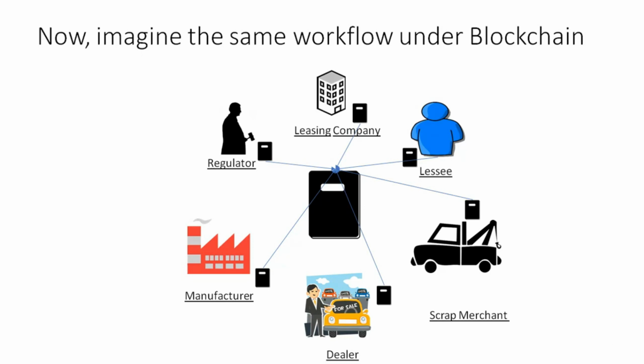So let's go through the same workflow. The regulator gives the allowance to the manufacturer, but it is now stored in a common database. This database is accessible to all parties, right from the regulator, the leasing company, the dealers, lessees, etc. So as soon as a new entry comes into the database, for example, allowance passed, car manufactured, all the legal documents required are going to be posted on that database for everyone to see.